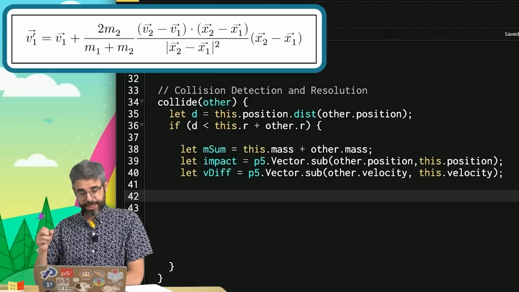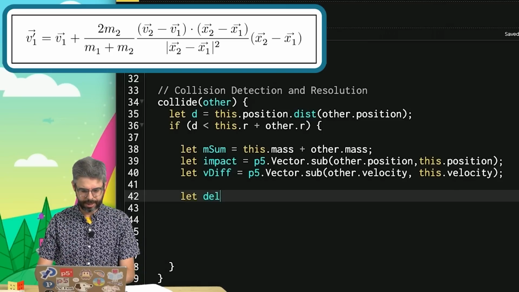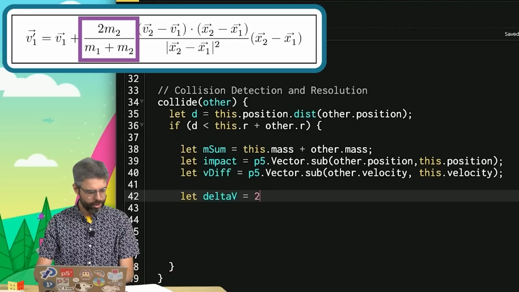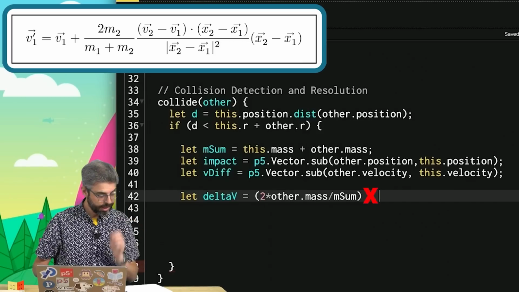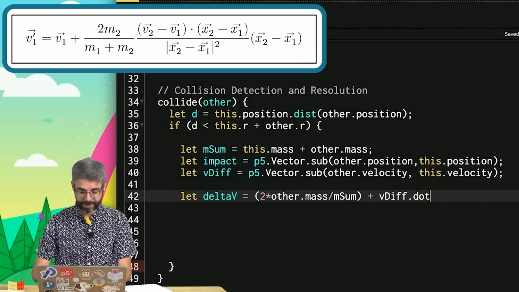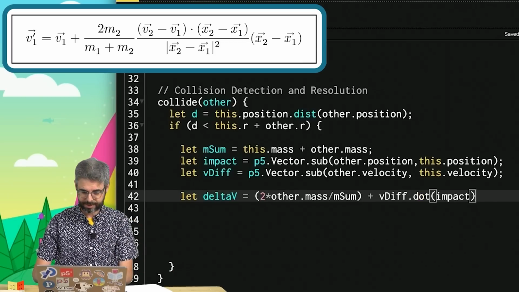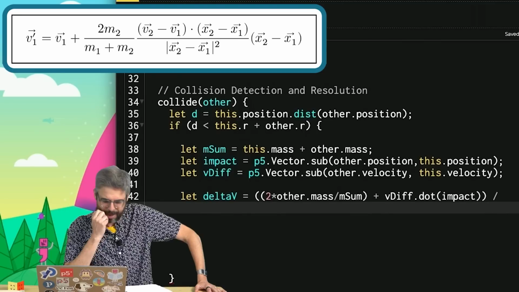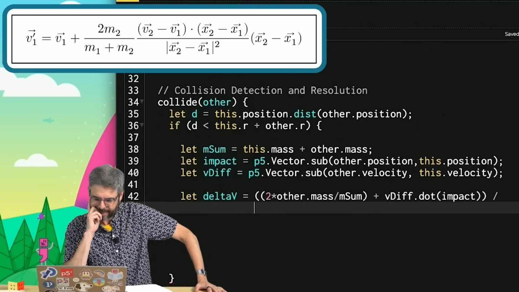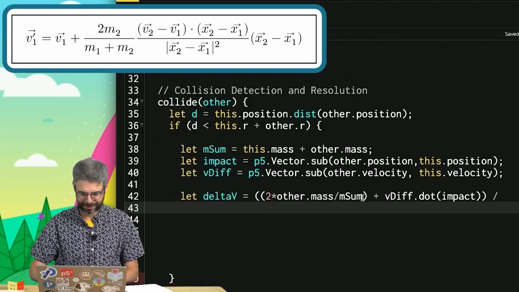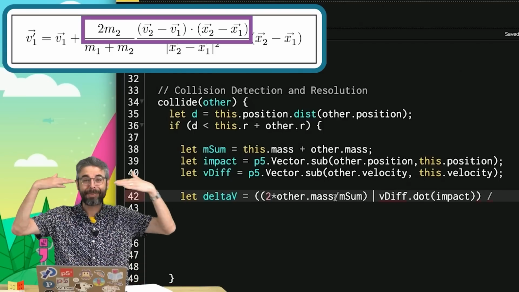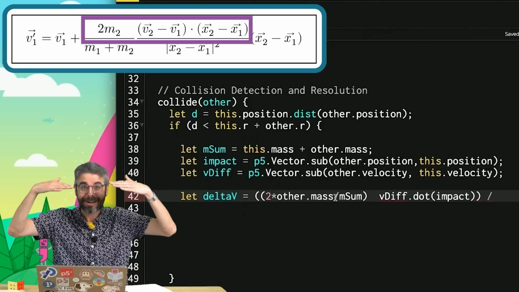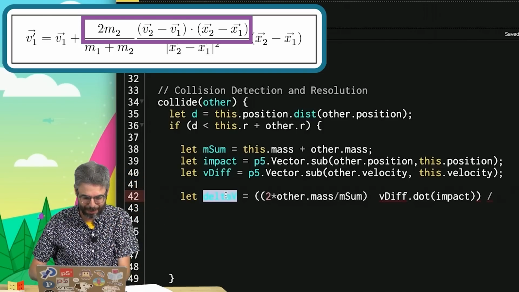Now the change in this velocity, so I'm going to call this delta V, equals 2 times the other mass divided by the mass sum, plus the dot product between V diff and the line of impact, divided by, I'm doing this in a kind of clunky way. Let me change this a little bit. Where did the plus come in? There's no plus. I'm going to do the top of the formula, the numerator, then divided by the denominator. Let's call it the numerator.